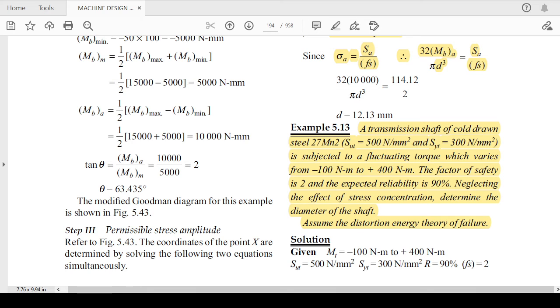Meanwhile, we will also discuss the parameters related to Gerber's parabola, and which one is most suitable for materials subjected to fluctuating stresses, in upcoming sessions.